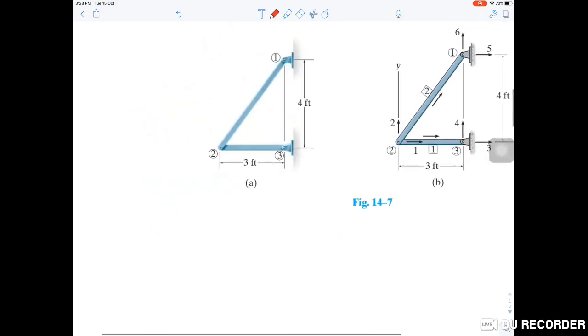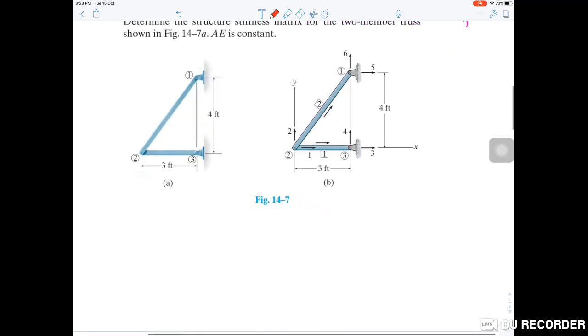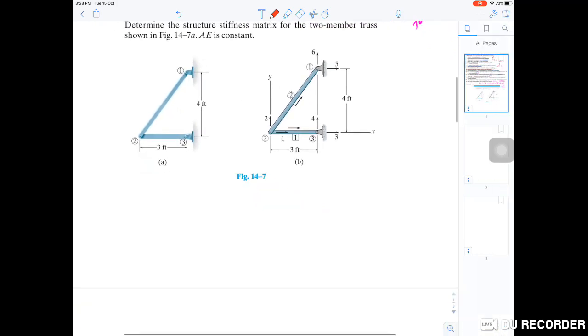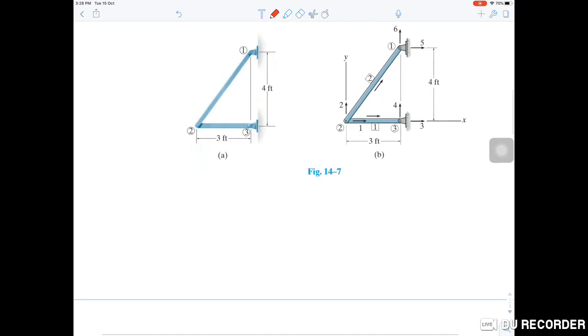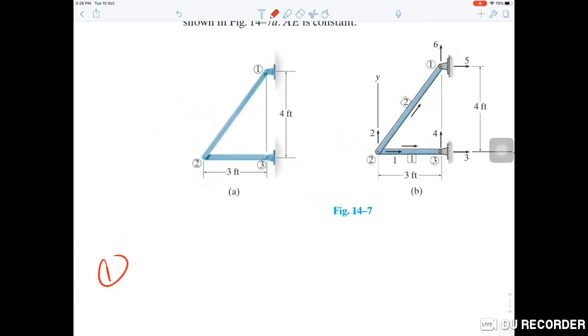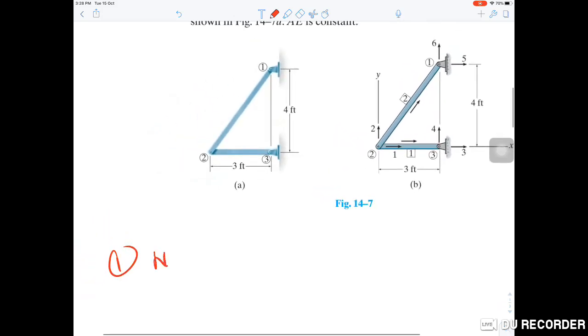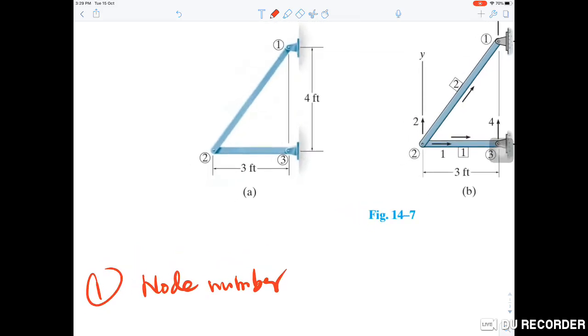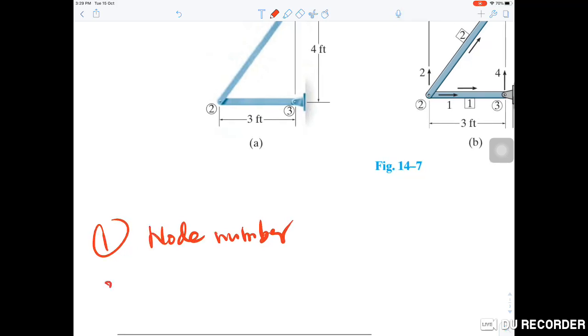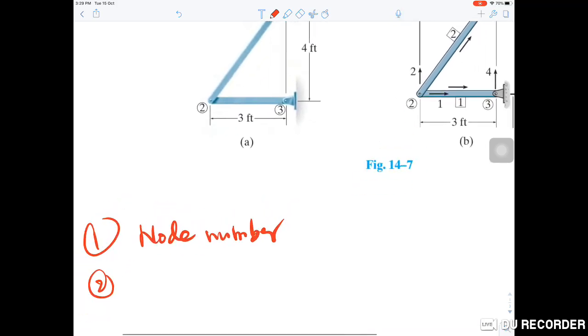Before we start the analysis, number one, we have to make sure that we have labeled all the node numbers. We have node number 1, node number 2, node number 3, and in this question the node numbers have been given. Step number 2, we have to label the element numbers.